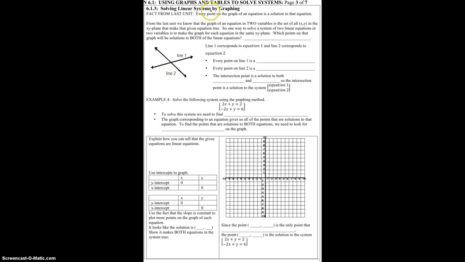So, solving linear systems by graphing. A fact from the last unit: every point on the graph of an equation is a solution to that equation. A graph is just a way of picturing all the solutions to a given equation.